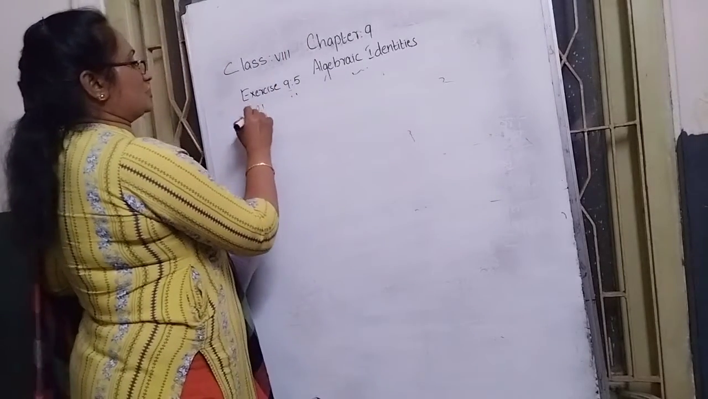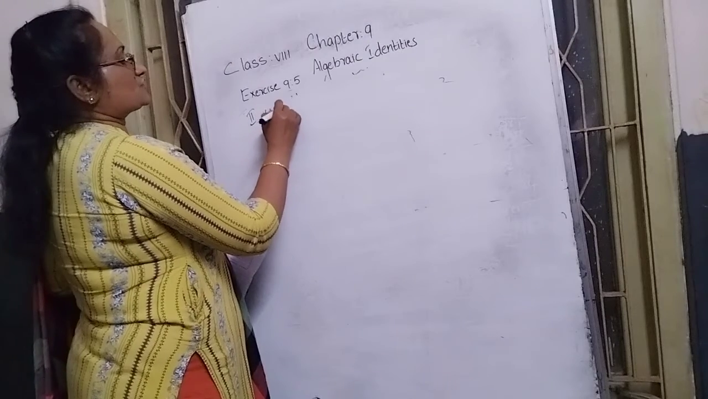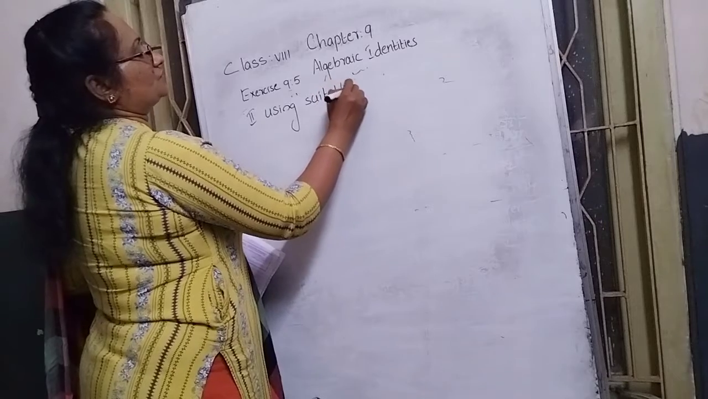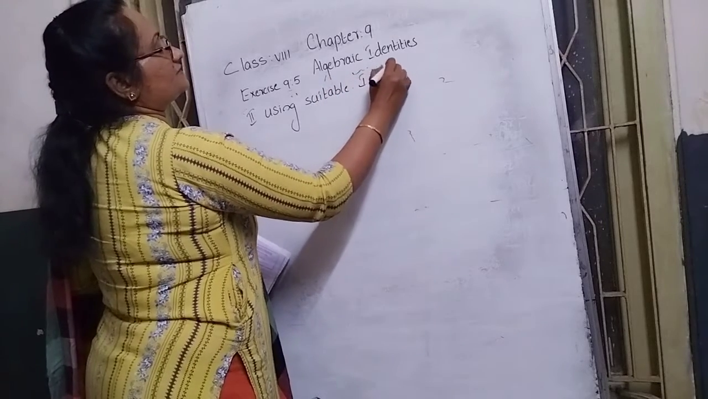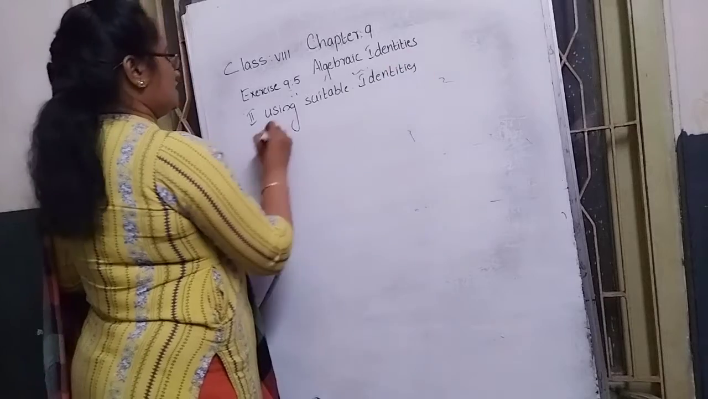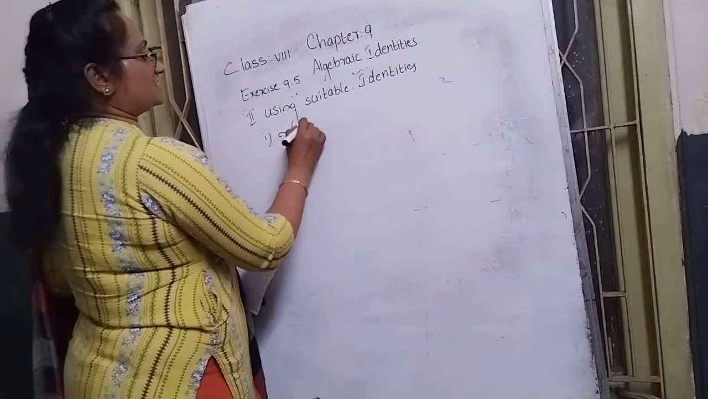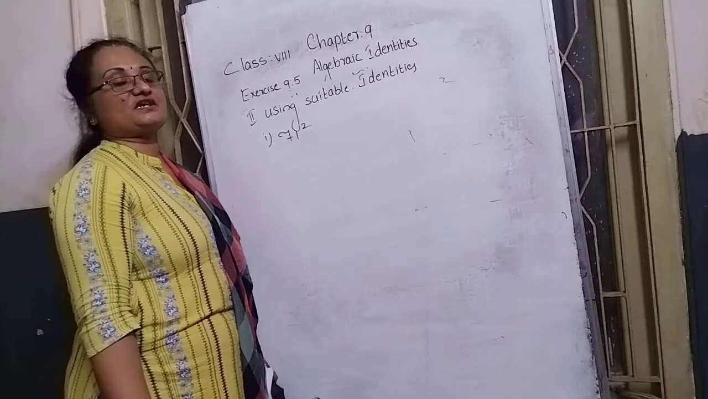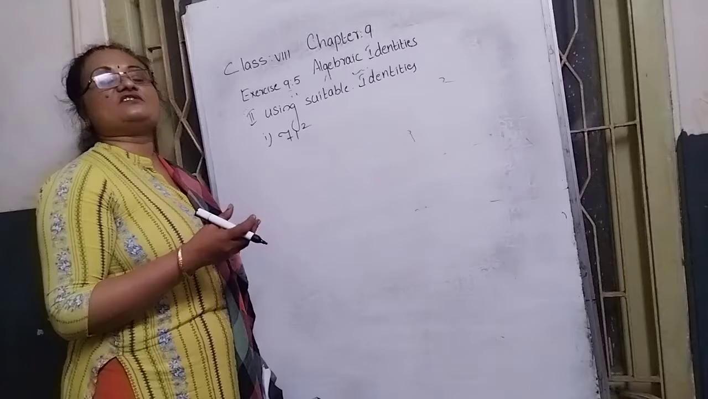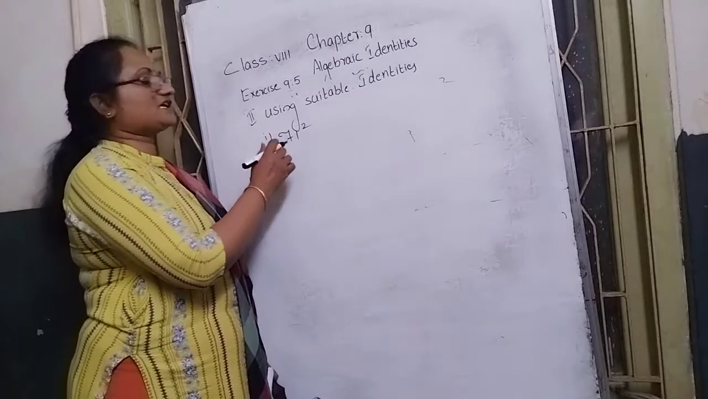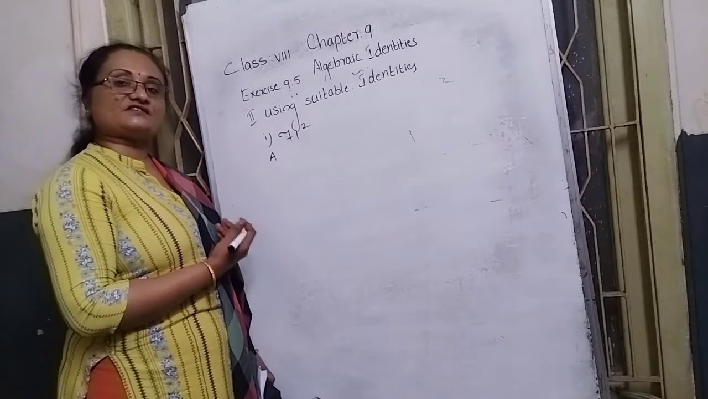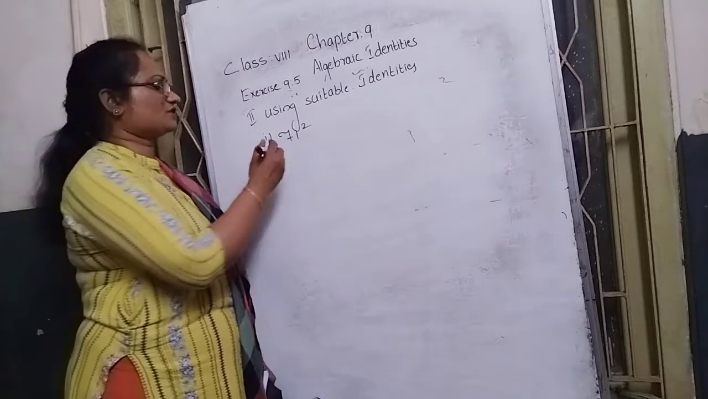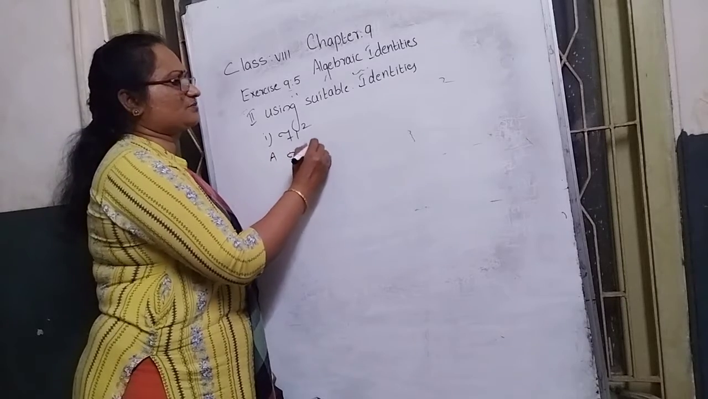Second Roman, using suitable identities. First question, 71 the whole square. A number is given, not a variable. Here numbers. Make it into any one identity form. How to make it? 71, how can we split it? 70 plus 1, is it right or wrong? It is correct, 70 plus 1 becomes 71. So we can split and write it as 70 plus 1.